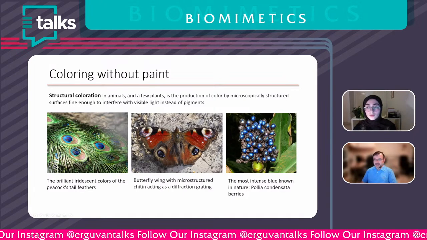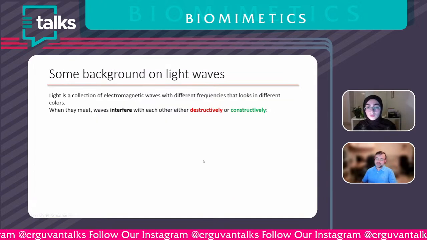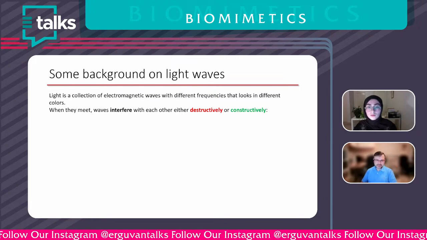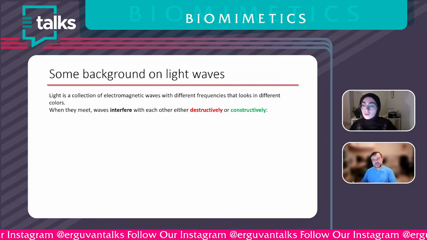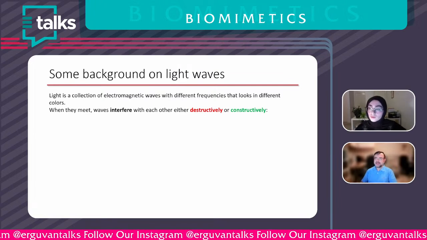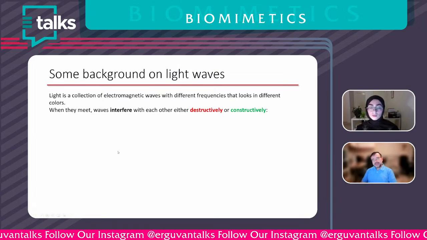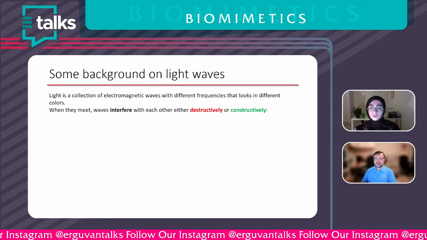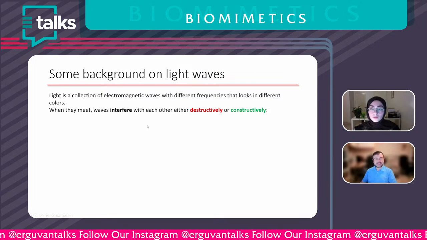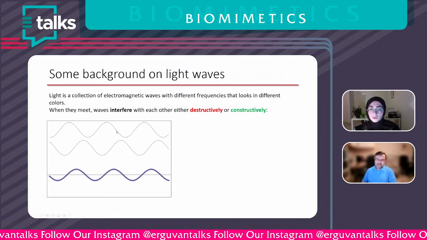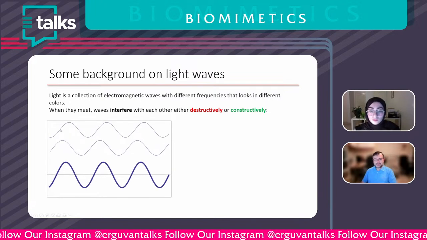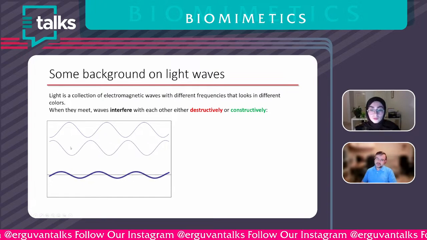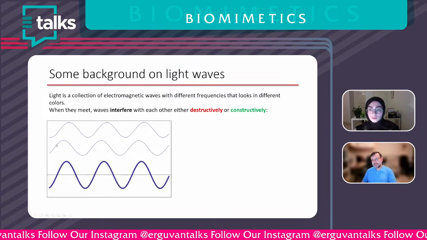Before going into details, I will give you a primer about light waves. As you would know, light is an electromagnetic wave. Different frequencies correspond to different colors as we perceive. Just like all other waves, electromagnetic waves also interfere with each other when they meet. What does it mean? If you have such waves, this is one wave, the top one is stationary, the second one in the middle moves to the right hand side.